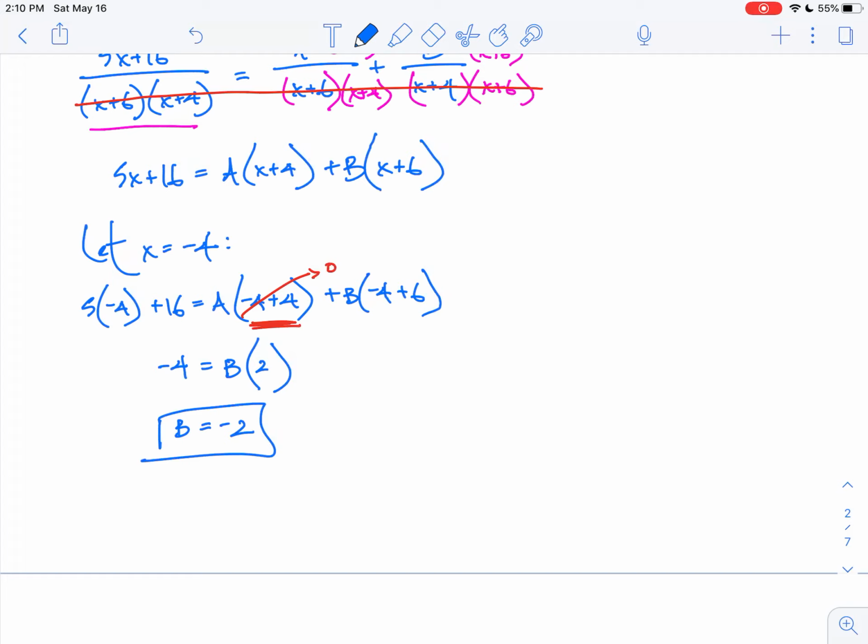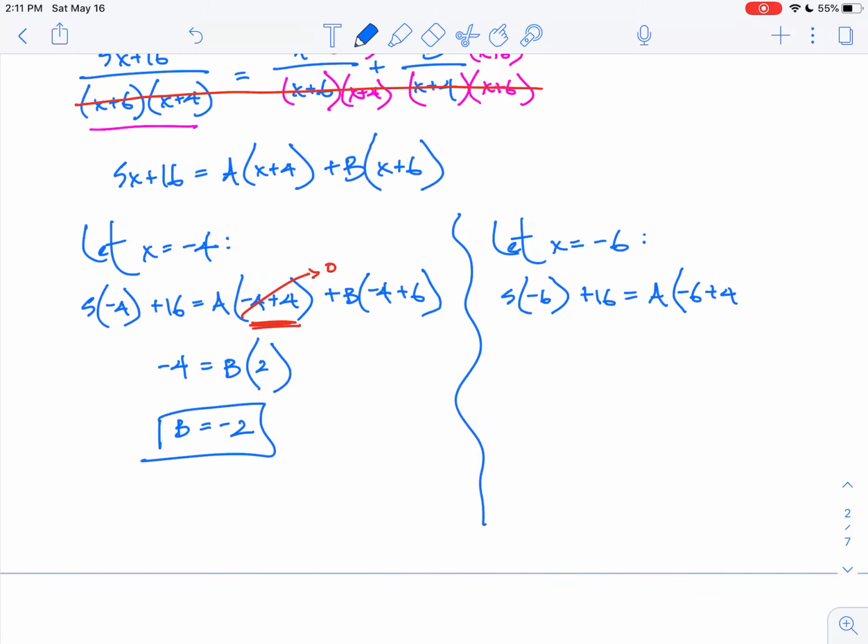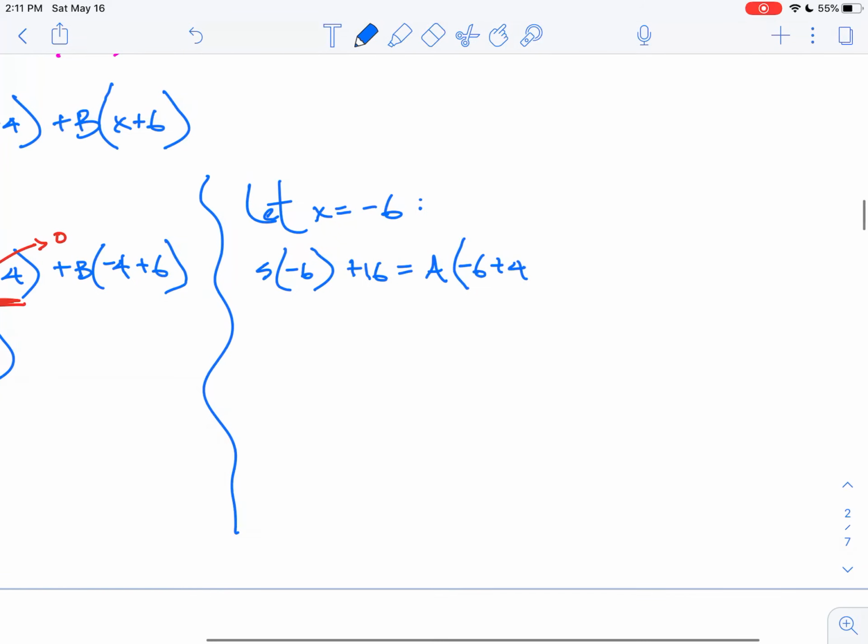Okay? So instead of a system of equations, if you can pick a number for x, sometimes some of the terms go away, like it did in this case. So let's think about what else we could pick. What if we let x equal negative 6? Let's see what happens then. 5 times negative 6 plus 16 equals a times negative 6 plus 4 plus b times negative 6 plus 6.